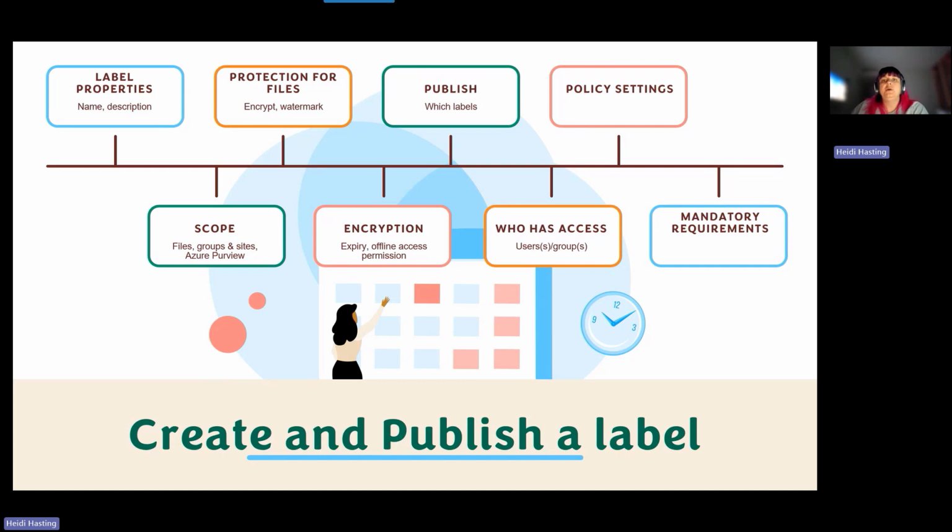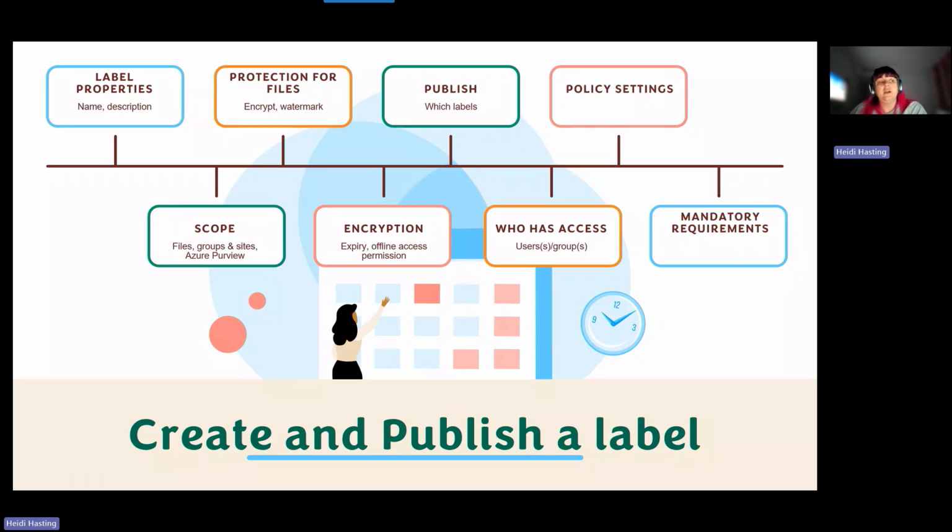So when you're post-defining the label, you define the policy. Within the policy, you specify who can access that label. So you can have users, groups, or a combination of the two. And you can also determine mandatory requirements. So in the case of Fabric, you can set a default label. All items within Fabric have to have a default label, and you define what that label is.